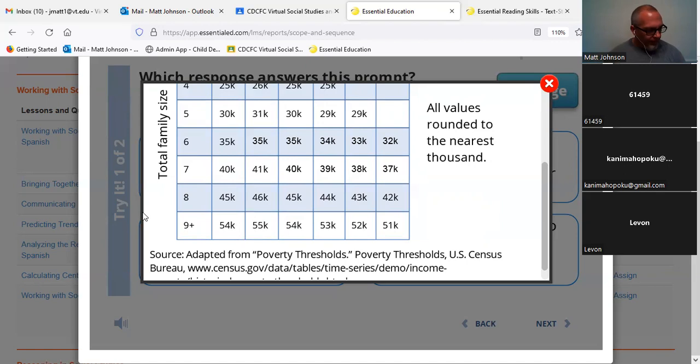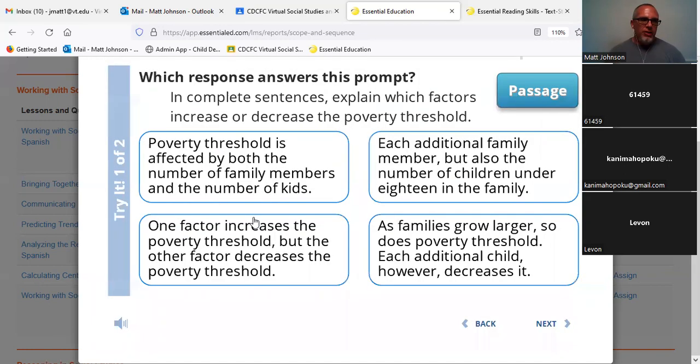And so how then do we state that in a sentence, or in multiple sentences? So what we have here are our 4 choices. The correct answer is: as families grow larger, so does the poverty threshold. Each additional child, however, decreases it, right? So that's what I explained. I don't know why that is. Again, it doesn't make sense to me, but that is the best explanation for the data that we have.